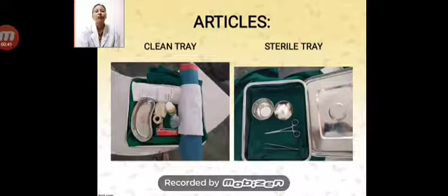So the articles required: we will be needing two types of tray, a clean tray and a sterile tray. In the clean tray, we'll be needing a kidney tray, a Macintosh with a towel, some gloves, sterile gloves as well as clean gloves, adhesive tape, and scissors for attaching the catheter. Then we also need an antiseptic lotion and solution, and antiseptic ointment. On the sterile tray, we'll be needing two bowls, one for keeping the antiseptic solution and one for the normal saline, and also an artery forceps and a dissecting forceps. And one more thing in the clean tray, we also have a normal saline.